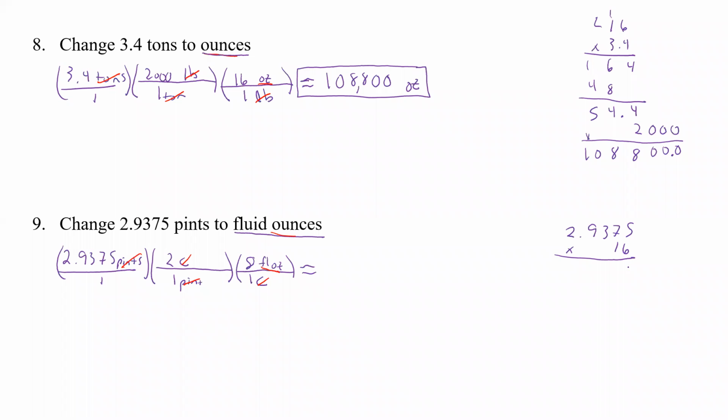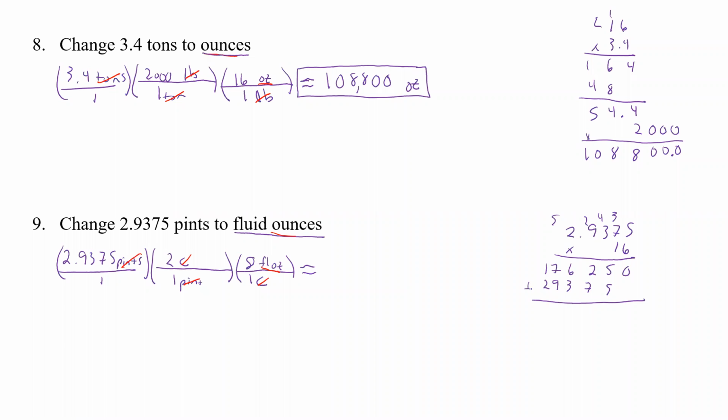So 5 times 6 is 30. 7 times 6 is 42, 43, 44, 45. 6 times 3 is 18, 19, 20, 21, 22. 6 times 9 is going to be 54, 55, 56. And 6 times 2 is 12, plus 5 is 17. And then we just go below. It's going to be 5, a 7, a 3, a 9, and a 2.